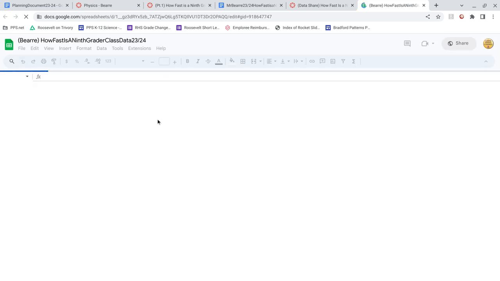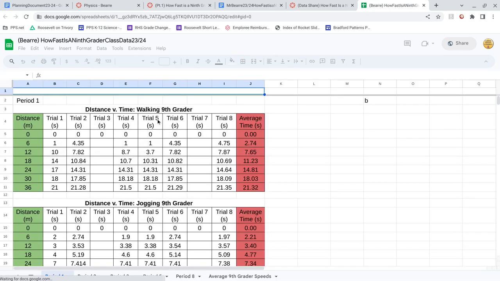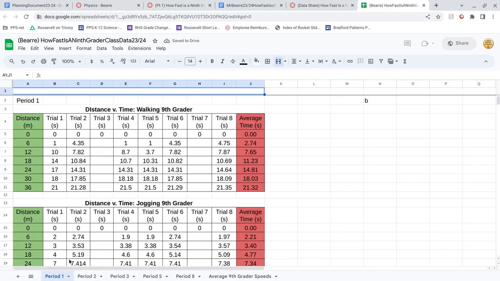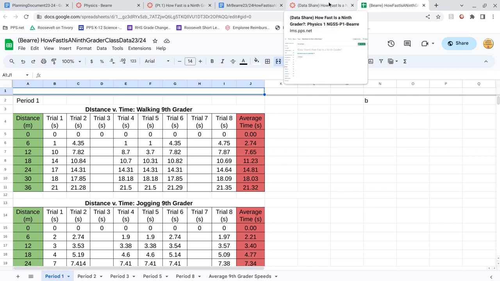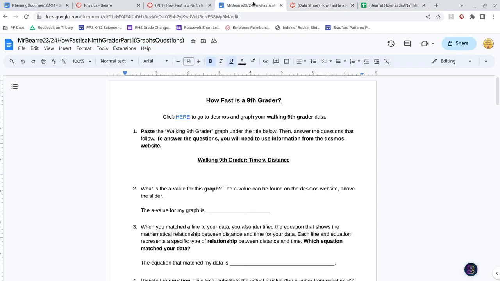So go over here, click to share your data tables. You already shared that. And then you're going to go to whatever class period you are in. It pops up as class period 1, so I'm going to do class period 1. The data should be similar for all the classes. If you do the wrong class, no big deal. So go back to here.